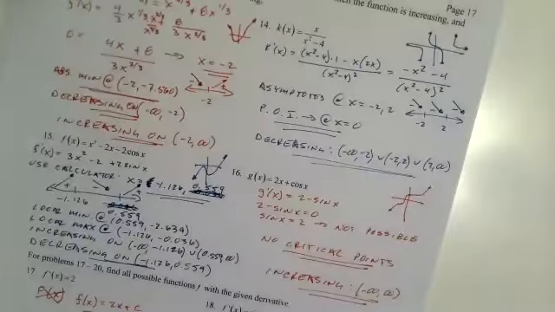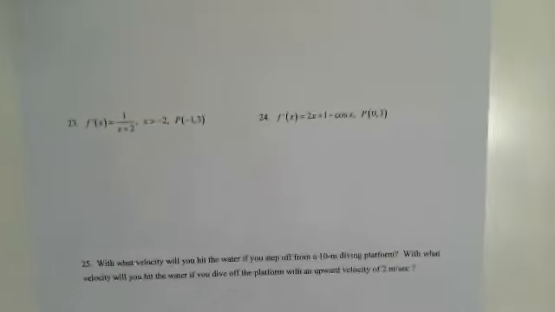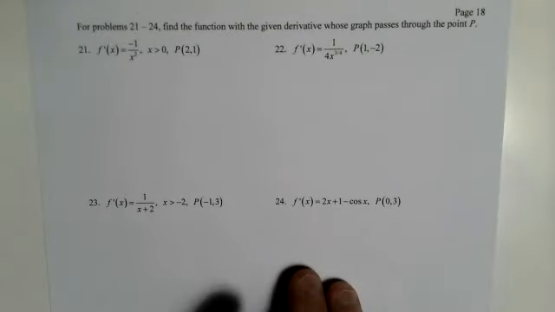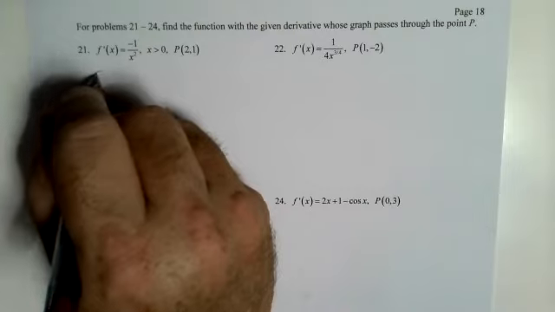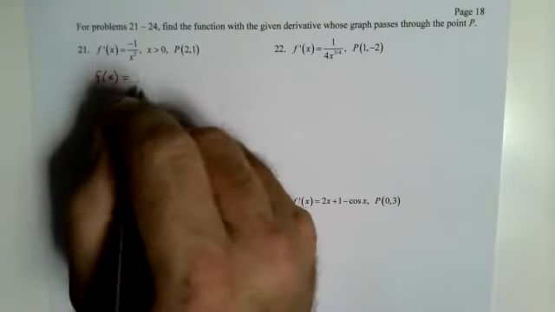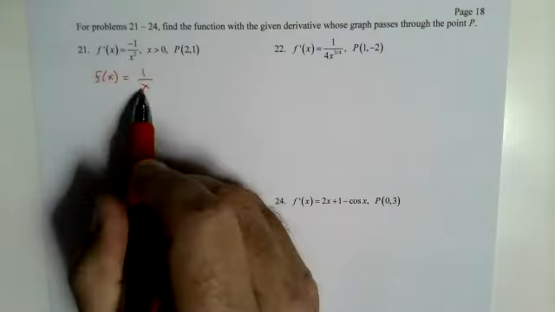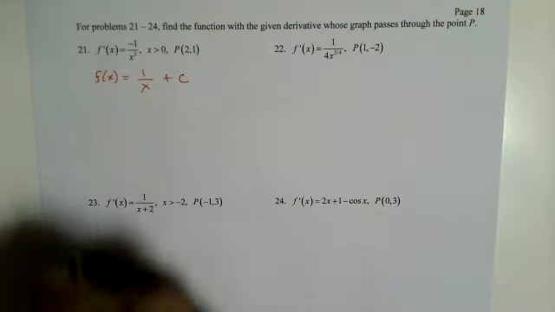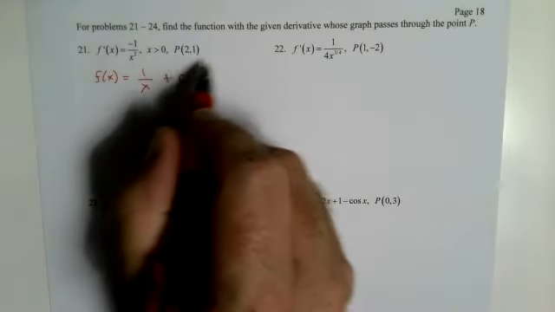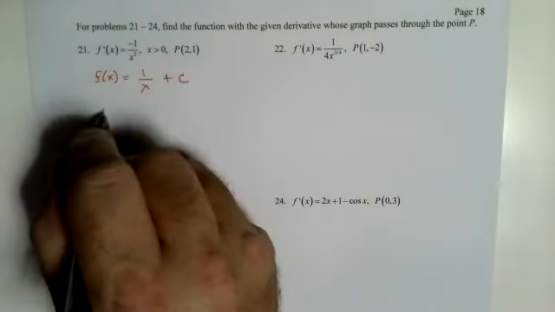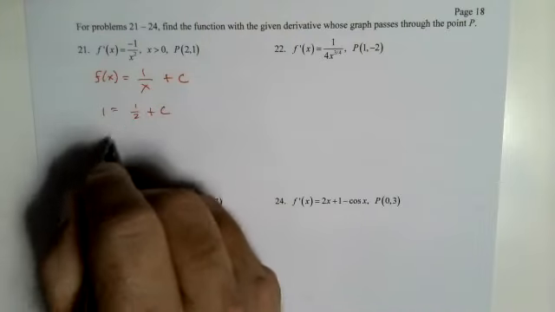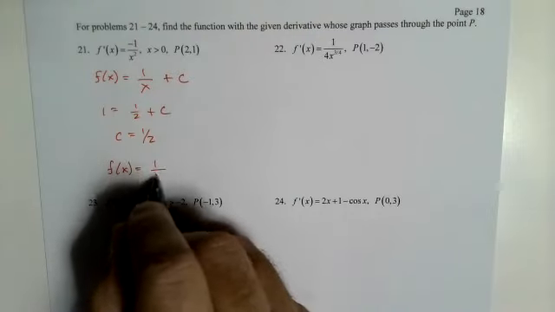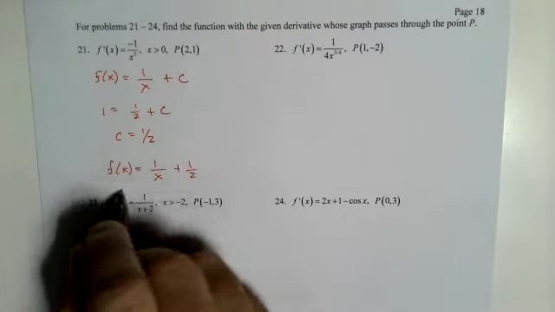Now we're going to do the same thing, but we're going to try and solve for c. All right, so f prime of x is that, then let's just guess that it's 1 over x. Derivative, yeah, that works. Plus some c. And the point it goes through is 2, 1. So 1 equals 1/2 plus c. C equals 1/2. f of x equals 1 over x plus 1/2.